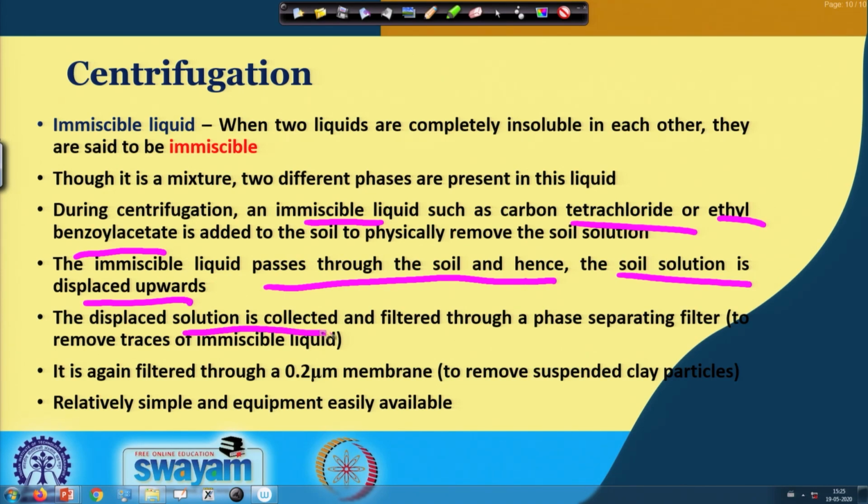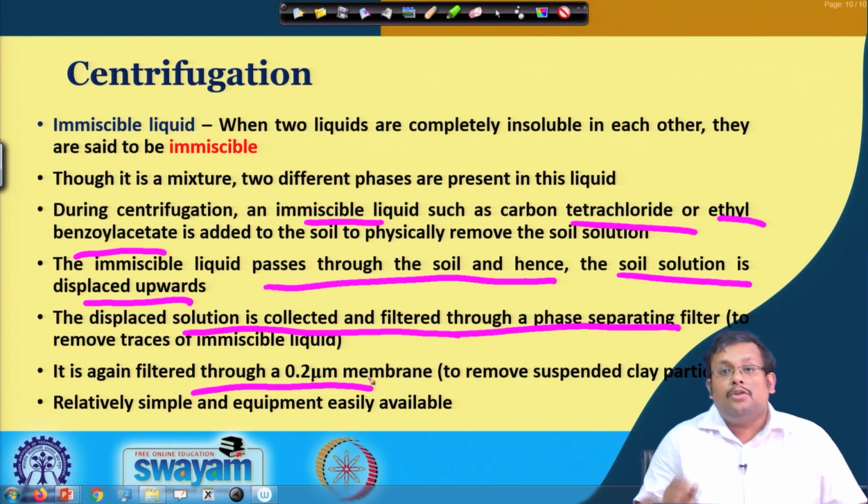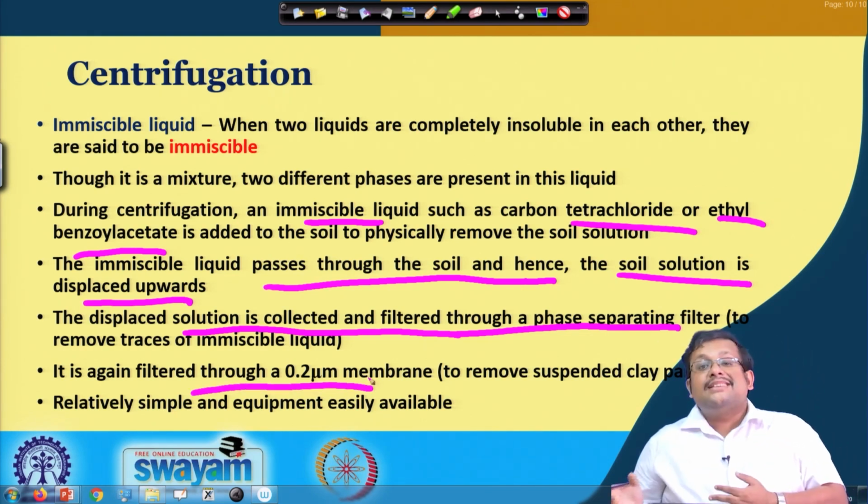The displaced soil solution is collected and filtered through a phase separating filter to remove the traces of immiscible liquid, and further it is filtered through a 0.2 micron membrane to remove the suspended clay mineral.